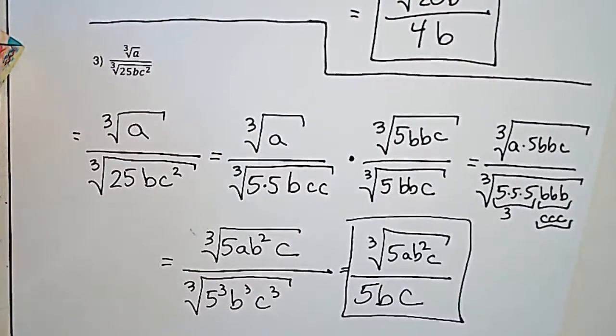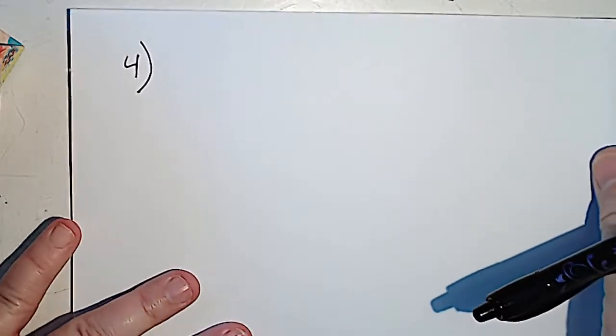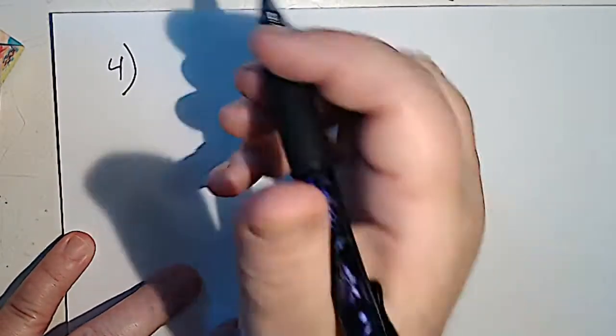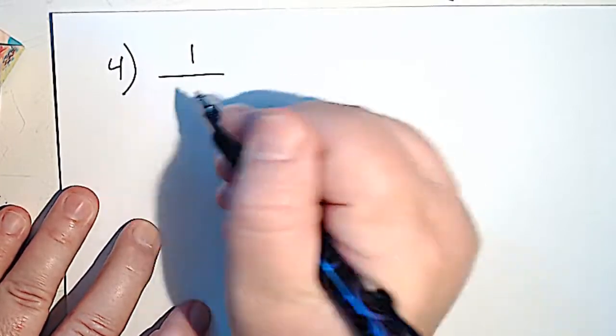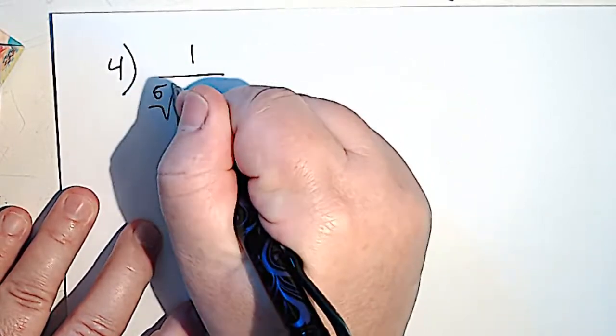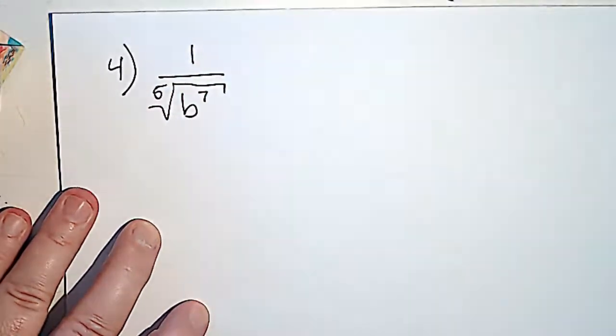And now, because we're at 15 minutes, it dawned on me there's one problem I did not explain. So I want to do one more problem. This will be number 4. This is bonus free extra learning just for you. What if I have, very simply, 1 over the 5th root of b to the 7th.